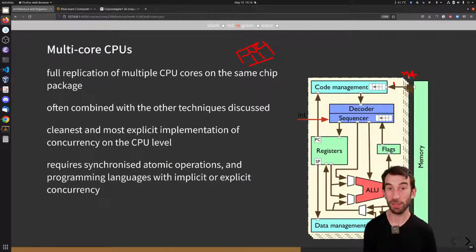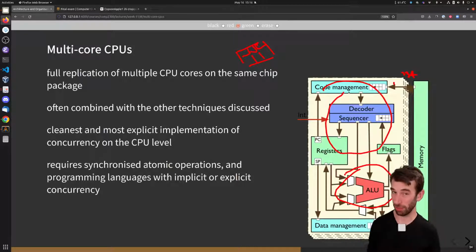Each one of those CPUs might have hyperthreading, and each one of them probably has some kind of SIMD operations, replicating the ALU. Hyperthreading is not universal. For instance, your microbit doesn't have hyperthreading. It only has one kind of multiprocessing option, which is SIMD.